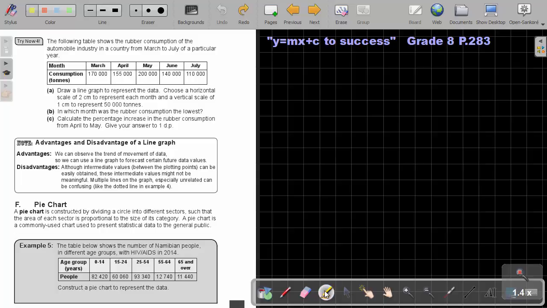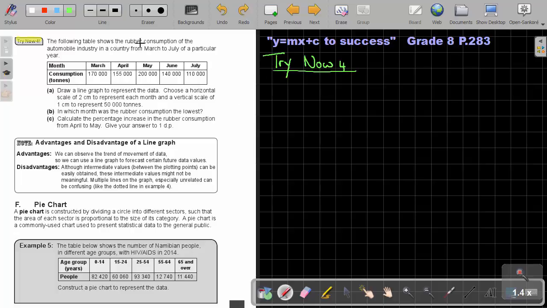I want you to try to do it on graph paper. I'm just struggling with graph paper on this system, so I'm going to do it on a grid, but it's more accurate if you do it on graph paper. First do it, and as soon as you are finished, you can continue with the video. So it's Try Now 4.